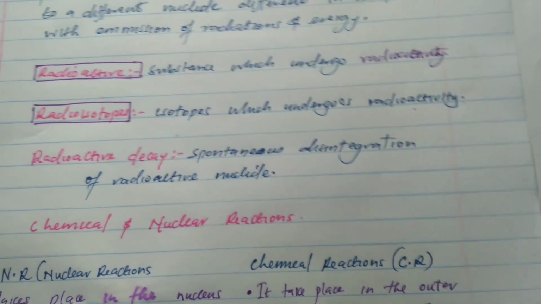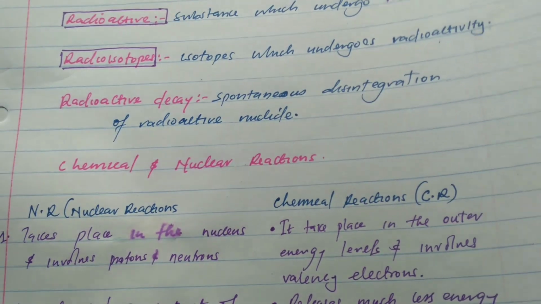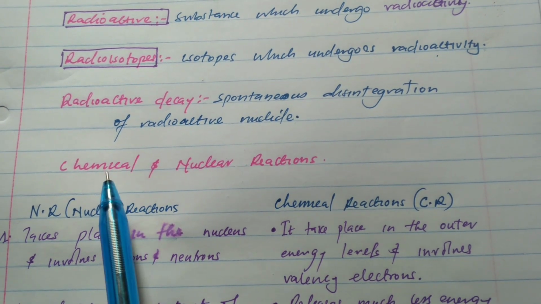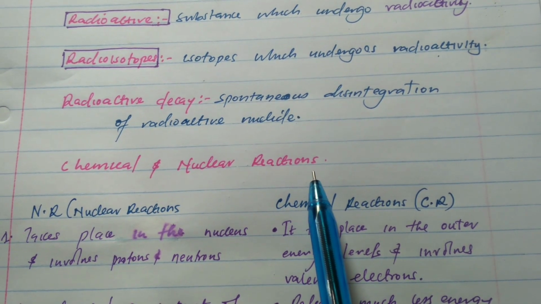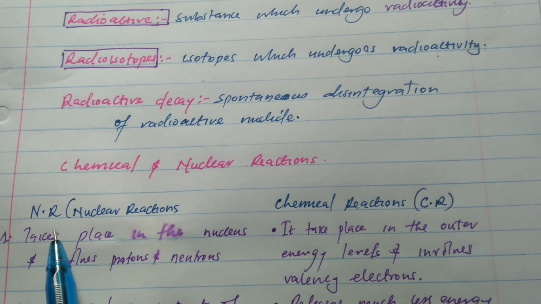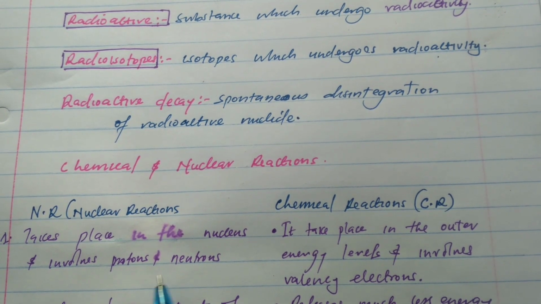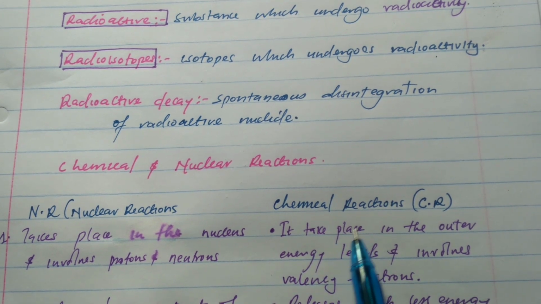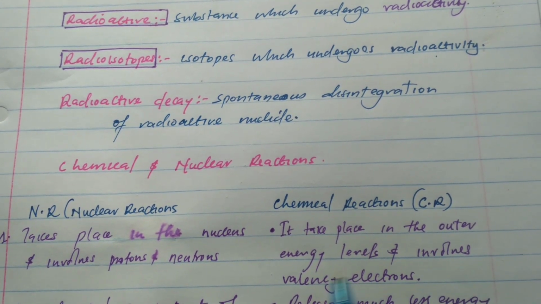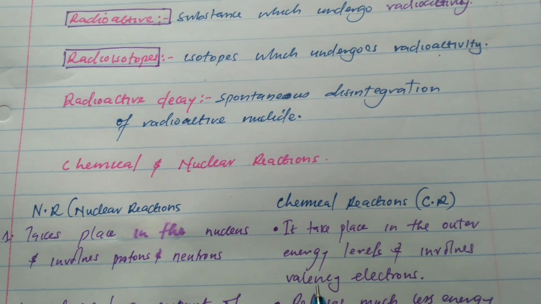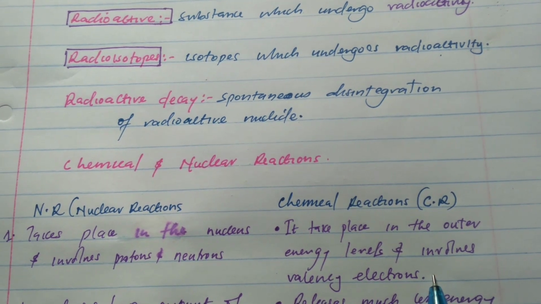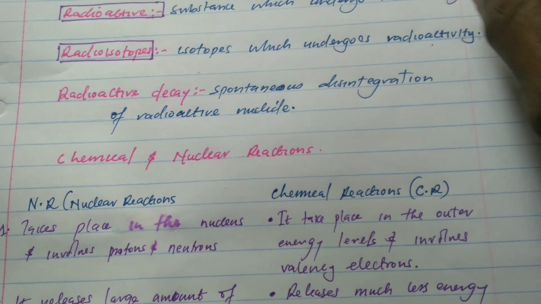Now let's look at types of reaction. We have a chemical reaction and a nuclear reaction. A nuclear reaction takes place in the nucleus and involves protons and neutrons, while a chemical reaction takes place in the outer energy levels and involves valency electrons.